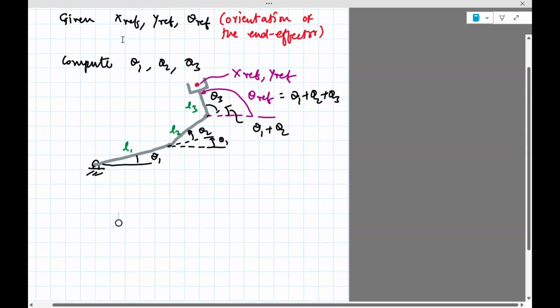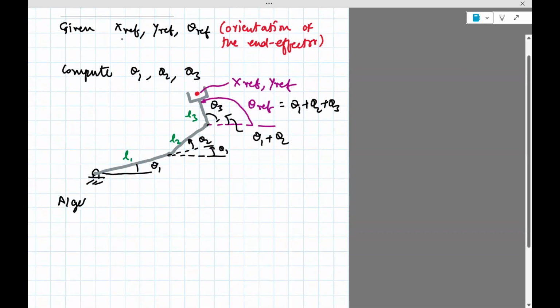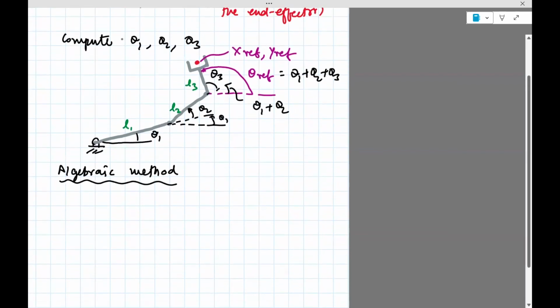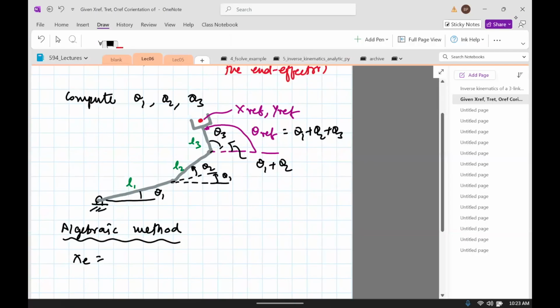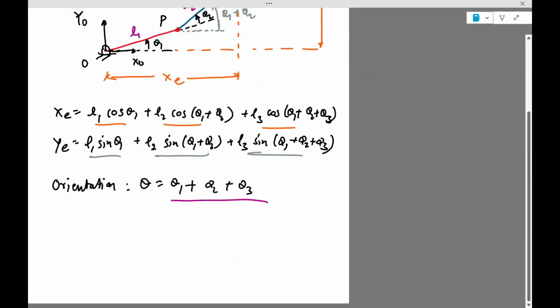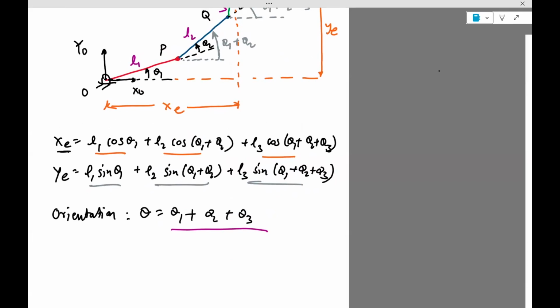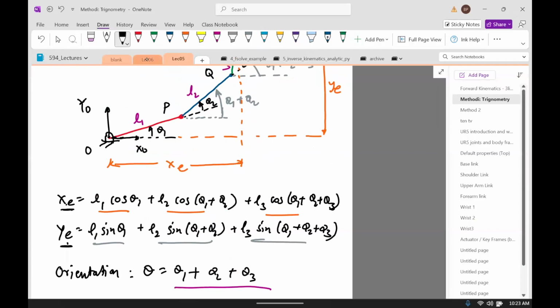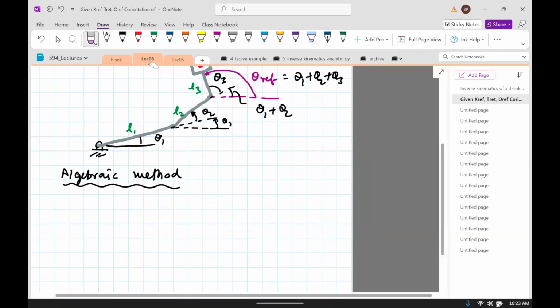Okay, so we will solve this using an algebraic method. We need to specify, given L1, L2, L3, can we figure out the position of the end effector, that is x_e, y_e? We actually did that last time using trig. So if you go back to here, we used trigonometry to figure out the position of the end effector, x_e and y_e. So I'm just going to take the same thing. So that will be two of the equations. So I'll write it in shorthand.